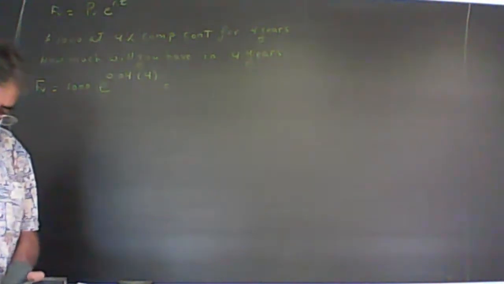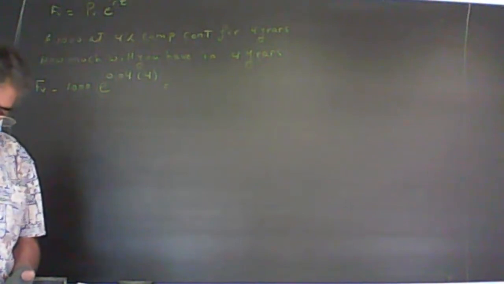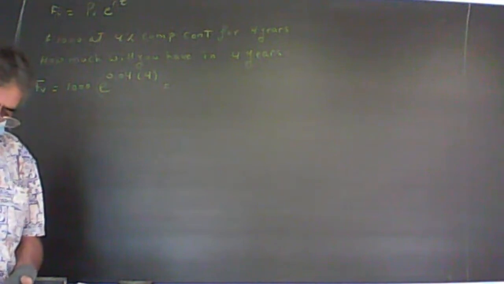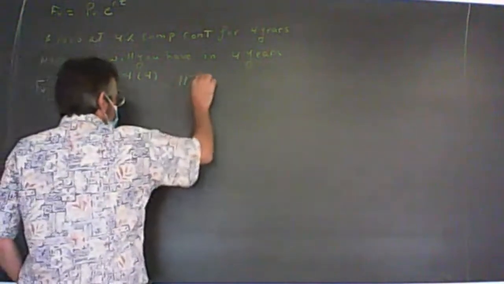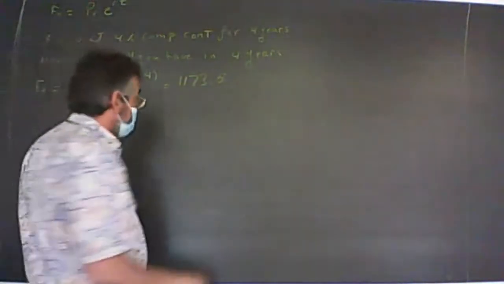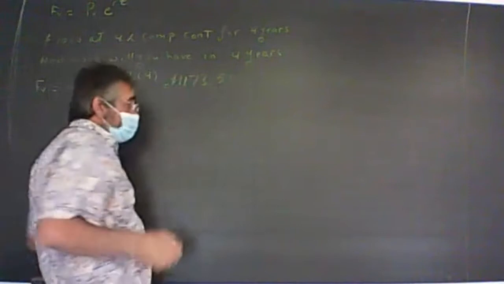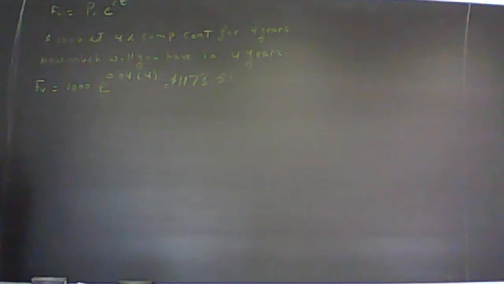So then you would do the calculation for that, and let's pull out a calculator. Say 1,000 times e to the 0.04 times 4, that should be 1173.52. Actually, 1173.51. So this is how much money you would have in 4 years using that particular amount. Any question on that compound interest? No?